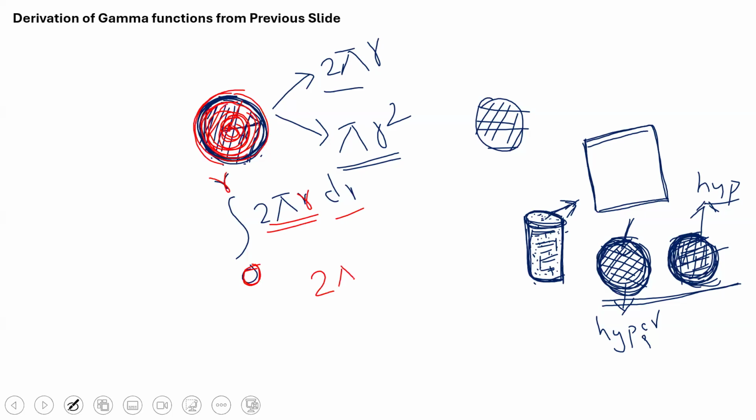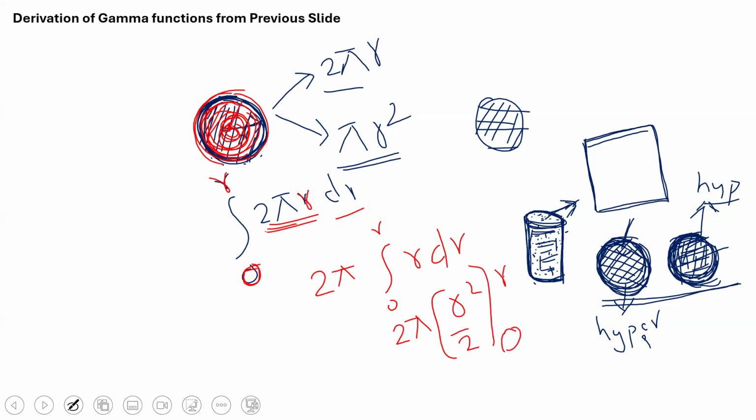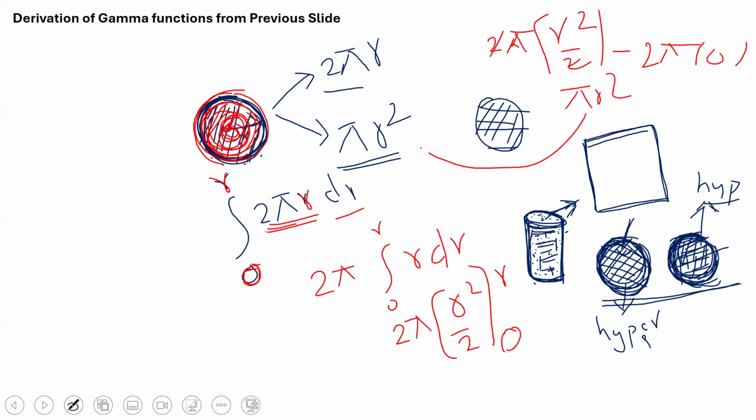So if you integrate that, what happens? 2 pi is a constant that comes outside. So the integral from 0 to r of r dr equals 2 pi times the integral of r, which is r square by 2, applied from 0 to r. If you apply r here, that becomes 2 pi r square by 2, minus 2 pi times the value at 0, which is 0. So the 2 will cancel, giving pi r square. That is the area of this diagram, right? So 2 pi r is just the surface area. When you integrate from 0 to r, it becomes the area. In 2D, area is also called volume.